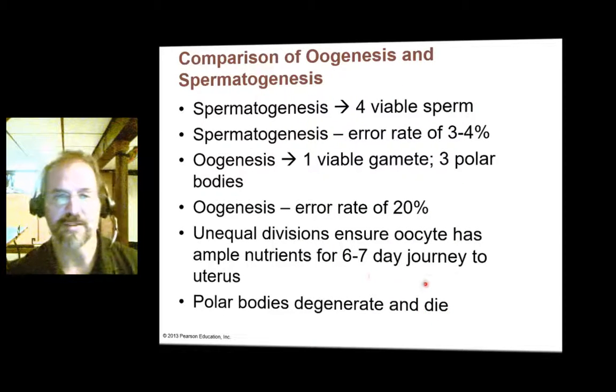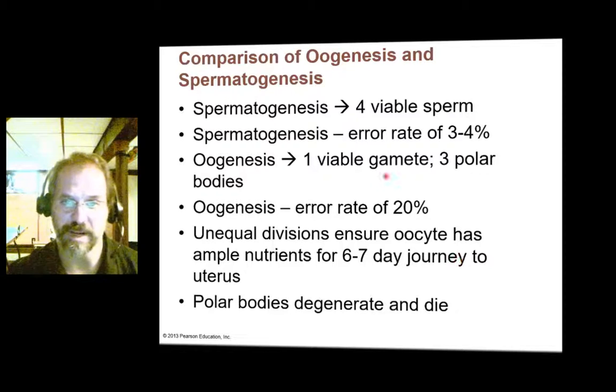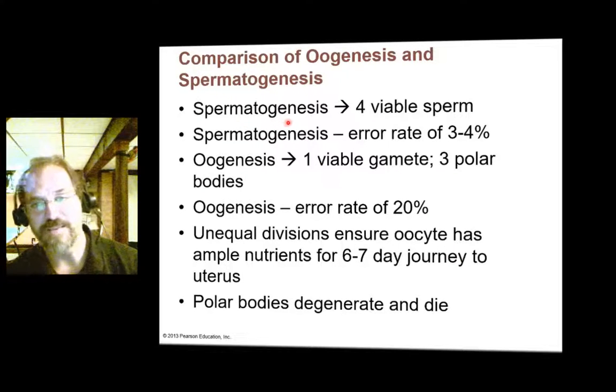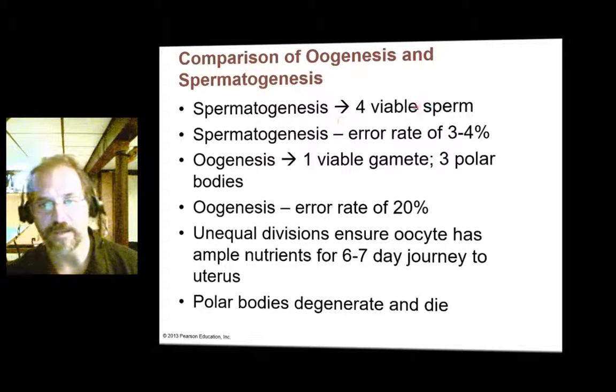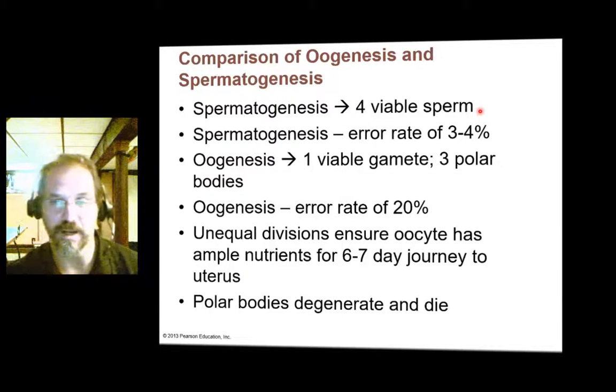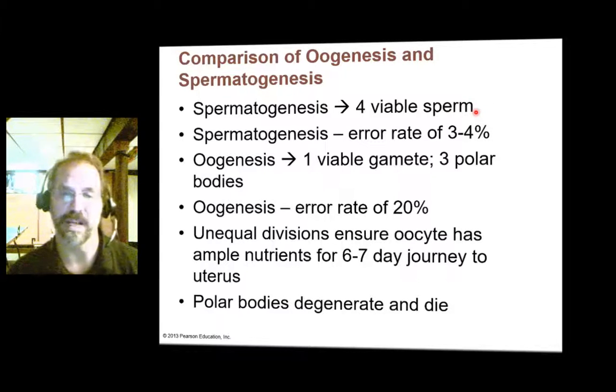So here's a compare and contrast slide between oogenesis and spermatogenesis. As I mentioned, in spermatogenesis, the division of the cytoplasm is even, so from every meiotic event we get 4 viable sperm. Now in reality, it's been estimated that nearly half the sperm that are produced are retarded and don't actually function properly. So while it says 4 viable sperm, that's the most we could possibly get. It's such a rapid process that a lot of the sperm are malformed.